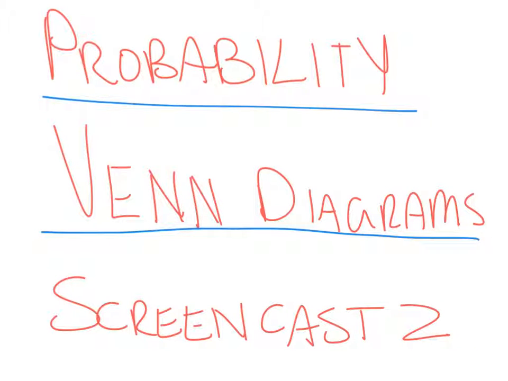Welcome back 8C. We're now going on to our second screencast regarding probability and Venn diagrams. In this screencast we're going to look in detail at how we draw a Venn diagram and input data into it from numerous different sets.